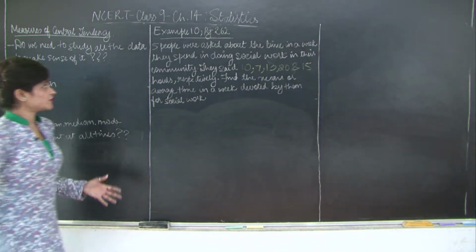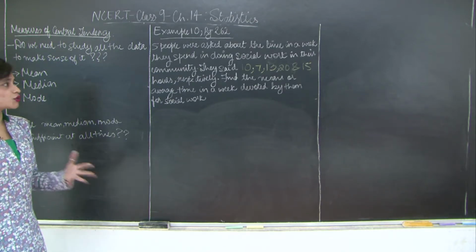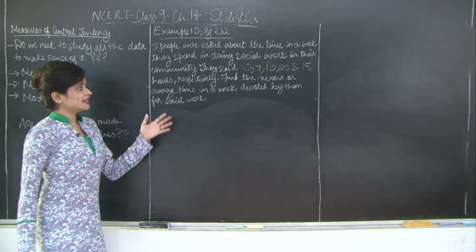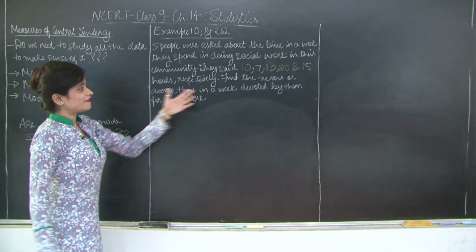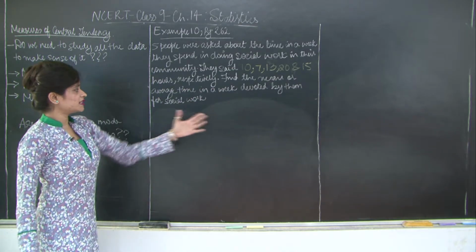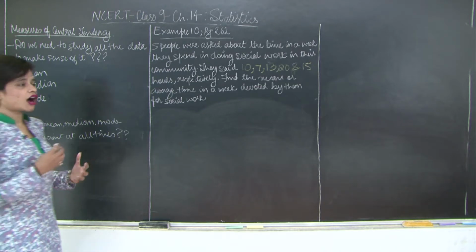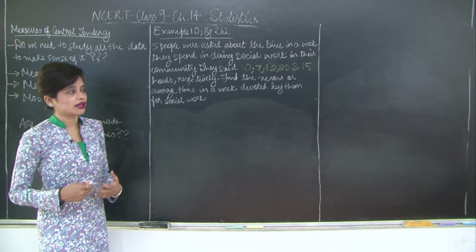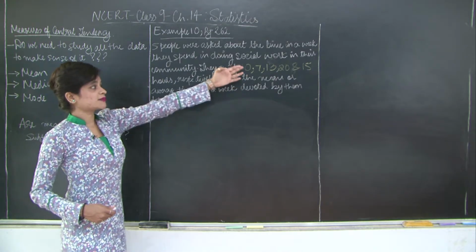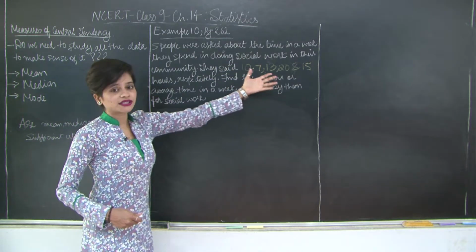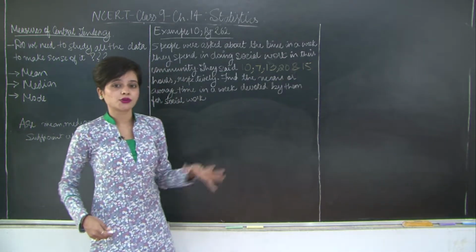Alright, so the question reads, 5 people were asked about the time in a week they spent doing social work in the community. They said 10, 7, 13, 20 and 15 hours respectively. Find the mean or average time in a week devoted by them for social work. So there are 5 people who were questioned as to how much time they devote for social work in 1 week. Person 1 said he devoted 10 hours in a week, whereas person 2 said he devoted 7 hours and so on, till the 5th person said that he devoted 15 hours in a week for social work.